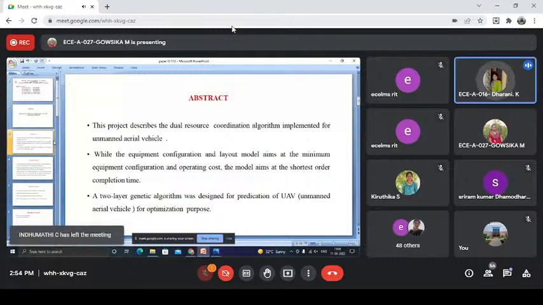In this we have used a dual resource coordination algorithm. The principle we are using is that it will pick the object and receive the task orders from the picking stations. The tasks will be received through the network. The AGV design will determine the number of AGVs we use and how many picking stations there are, and the location of the picking stations will also be determined.